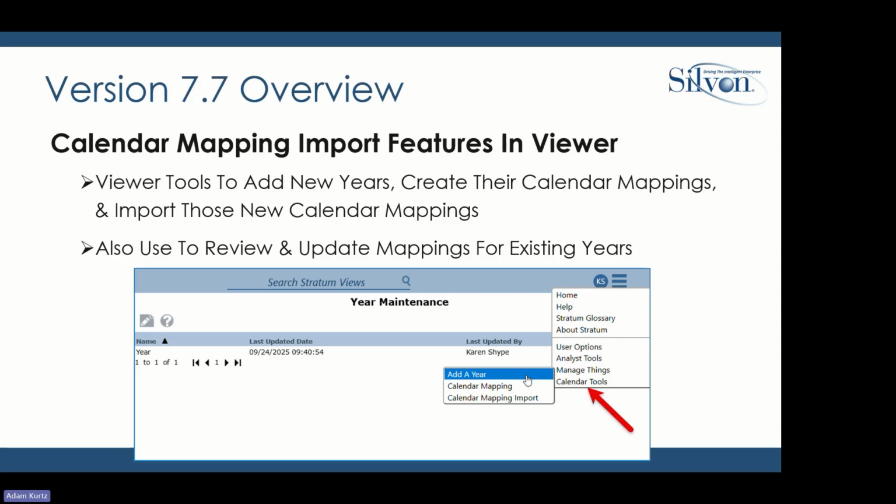So as you can see, you now have new calendar tools that are available under the hamburger menu, which would allow you to do some of these things: add a new year, do the calendar mapping, or do the calendar mapping import.